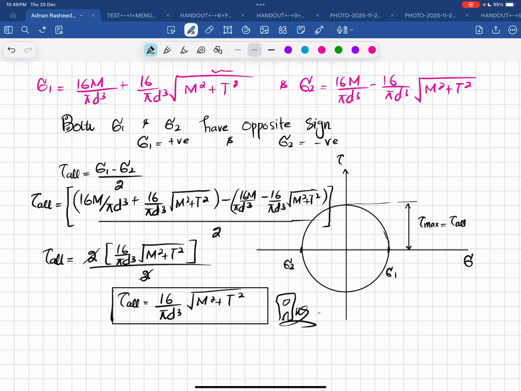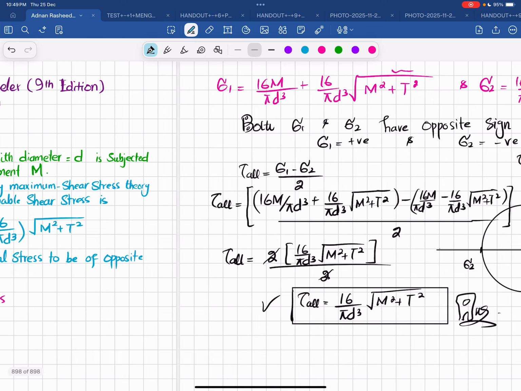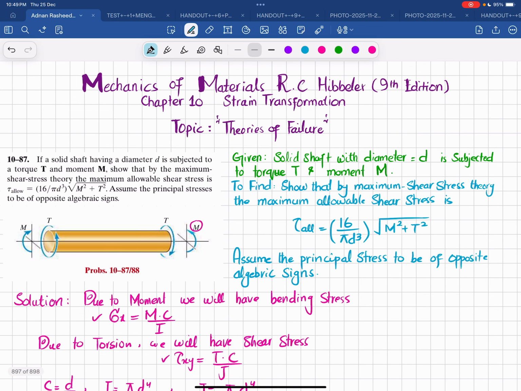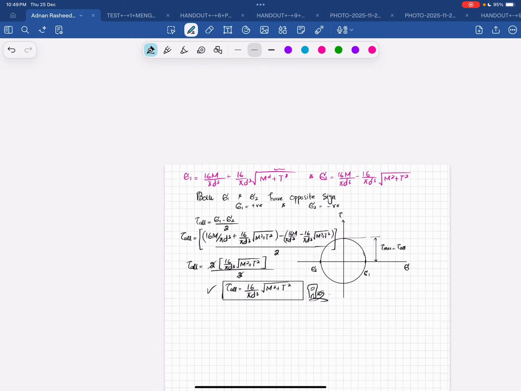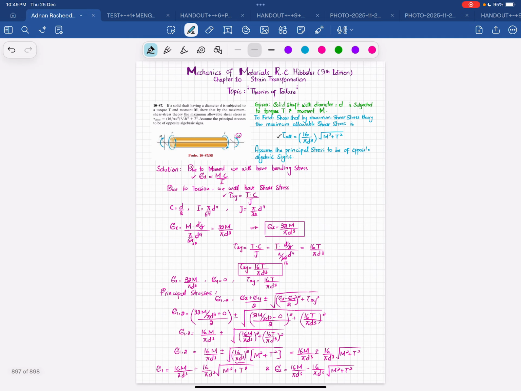So I have to compare, you have to remember this. You can see we have been asked to show that this allowable shear stress is 16 over pi d cube into m square plus t square under the root. So you can compare these two values. And this was all about this problem 10-87.